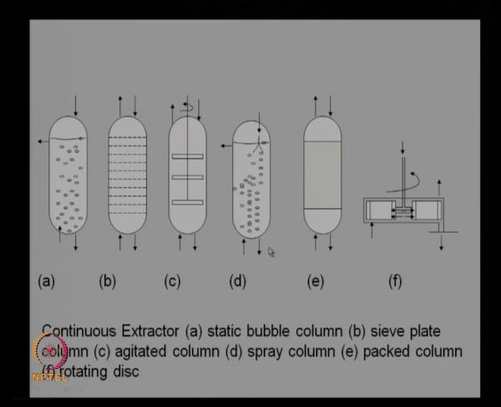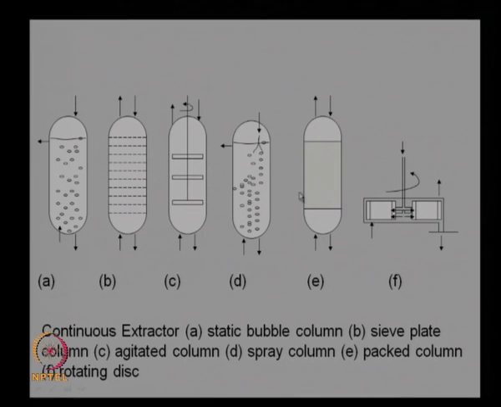The fourth type is called the spray column. That means one of the liquids is sprayed. This liquid can be your solvent or it could be the heavies. It is sprayed and it creates fine bubbles. When you create a fine bubble, the mass transfer area is very large, and as you know, mass transfer area plays a very important role in the kinetics of extraction. So the finer the bubble, the more the mass transfer area, so the higher the rate of extraction.